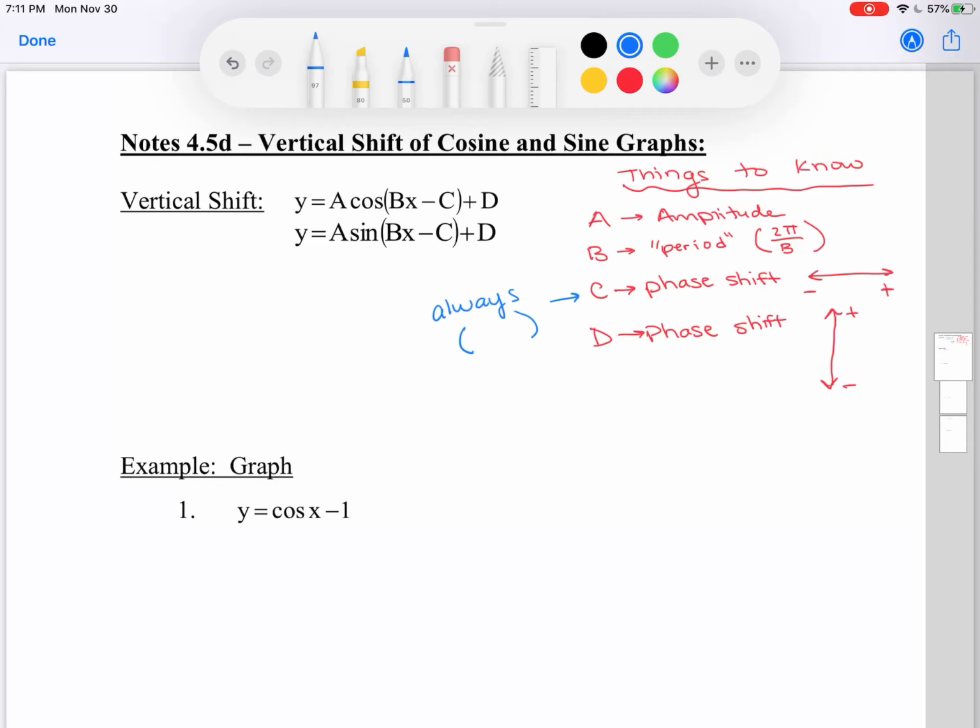Okay, so if you don't see parentheses, then there's no letter C. We can assume that that letter is going to be 0. And I want to introduce that because in question 1, we're going to have to use that fact. So just keep in mind that C will always be in parentheses, and if you don't see parentheses, then your C is going to be 0.